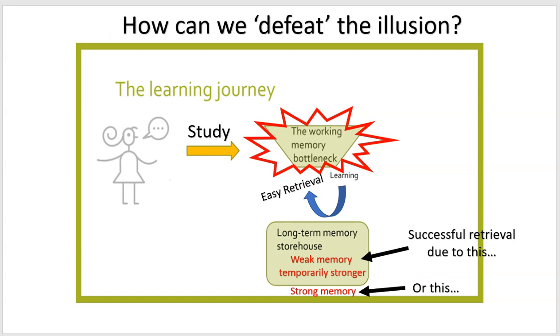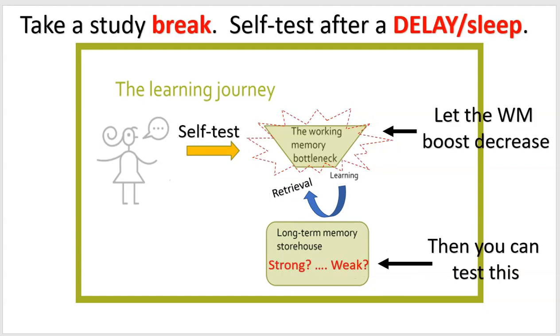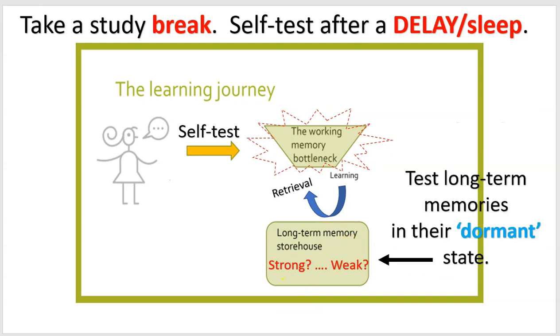Now, how can we defeat the illusion? Here we go. We take a study break. We self-test after a delay, ideally after sleep, because then we want to let the working memory boost decrease, right? So, showing the dashed lines here. And then we can test the strength of our long-term memories directly. Do we have strong or weak memory traces in our cortex?